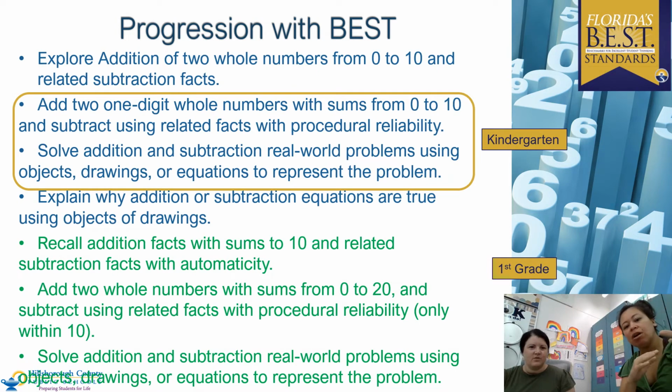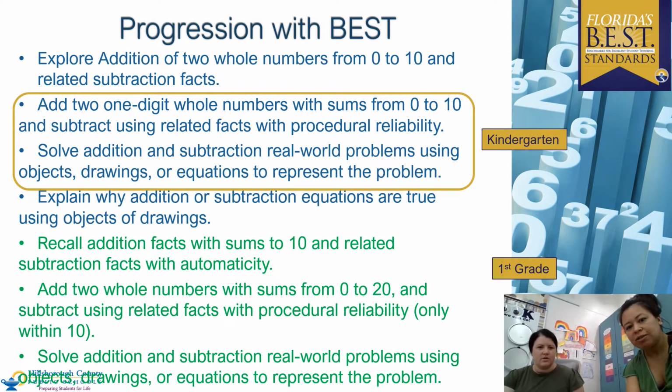The standards from kindergarten to first grade. The blue is the kindergarten expectations, and the green are the first grade expectations. What do you notice, Christy, about the kindergarten versus first grade expectations? So the kindergarten expectations focus more on exploration, whereas the first grade standards, they're expected to be able to recall the facts, and then the numbers that we use. So in kindergarten, we focus on 0 to 10, and then in first grade, the focus moves to 0 to 20. Absolutely. All right, so let's get back into those tasks that we looked at.